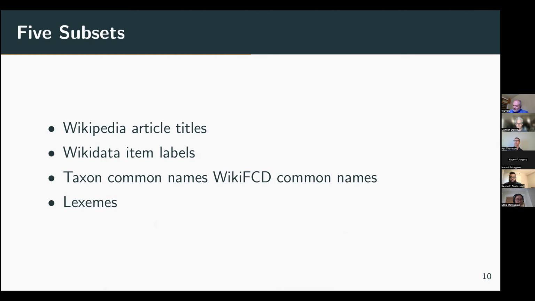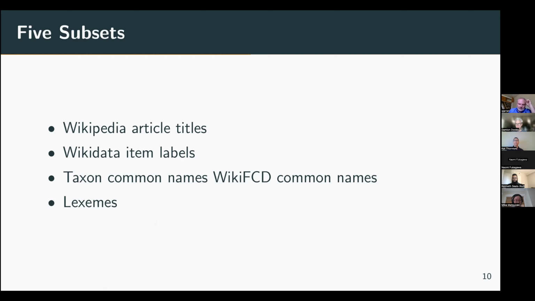So our 5 subsets are the article titles from different language versions of Wikipedia. So for example, in English, the article about apple has the title apple, but in other language versions, the title for the article describing the same fruit, we reused those article titles as the multilingual labels from each of those different languages. We also looked at the Wikidata item labels. And so on the Wikidata item itself, labels are stored in all of the different languages that Wikidata supports. So we also looked at that subset.